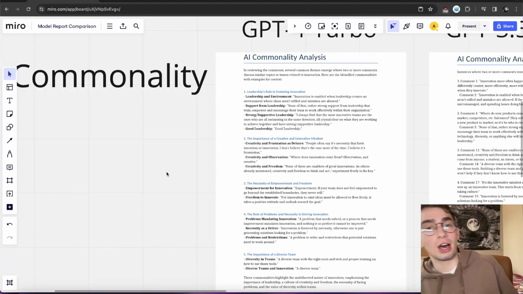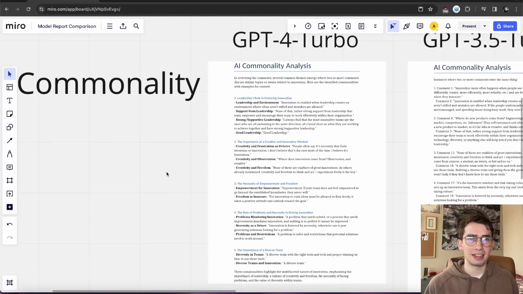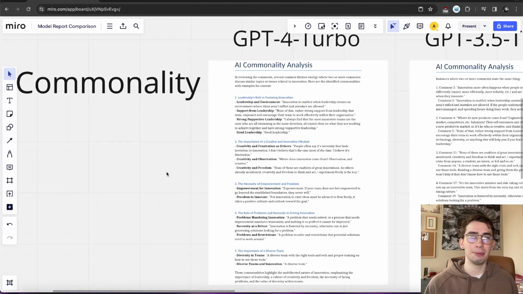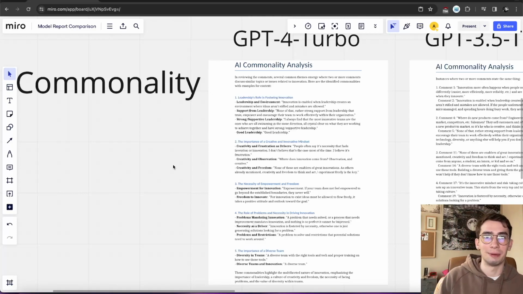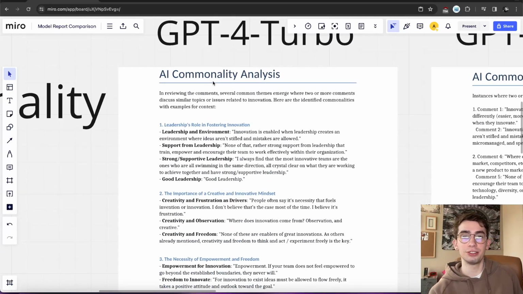Moving on then to the commonality analysis, this is where we started to see a little bit of these models having a bit of difficulty following the directions that I was asking for. So I wanted basically for them to look at the themes, look at the comments, and then group them together under the themes of what they're talking about. And so if we look here at GPT-4 Turbo, it actually did a pretty decent job.